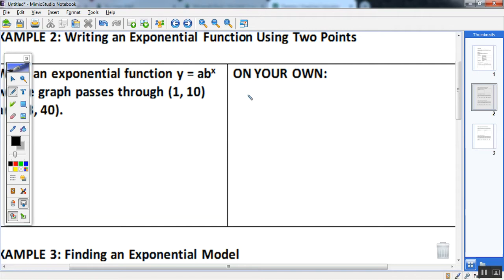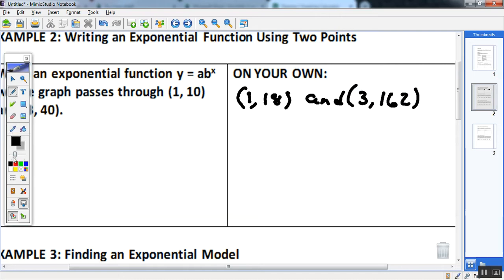How about we pick the point 1 comma 18, and then let's let the other point be 3 comma 162.